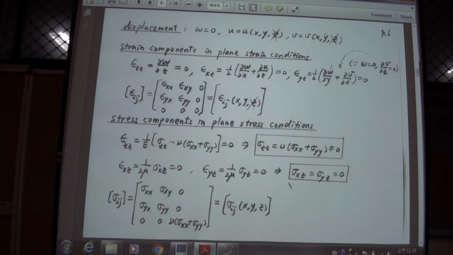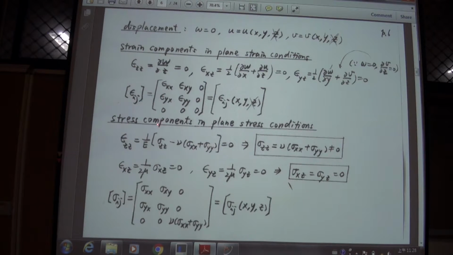Let us write it down in the strain matrix, okay, like this. So we have a lot of 0 components at the edges of the matrix, okay. And also the components inside this matrix cannot depend on the coordinate Z.